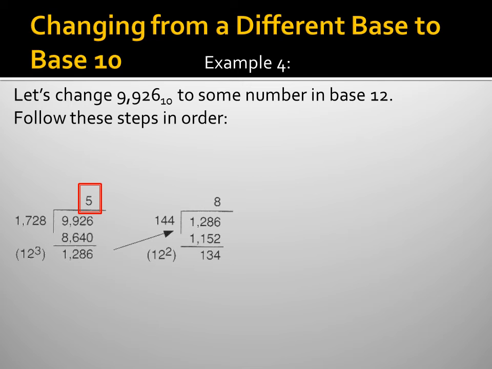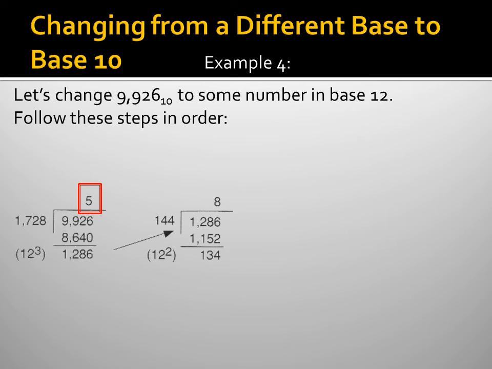1,286 divided by 144 equals, and you should get 8 point something. We don't care about the decimal. Just write the 8 down here. Take 8 times 144 in your calculator. You get 1,152. Write that underneath and subtract. 1,286 subtract 1,152, and you get 134.